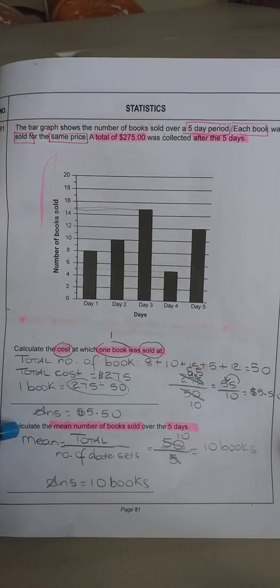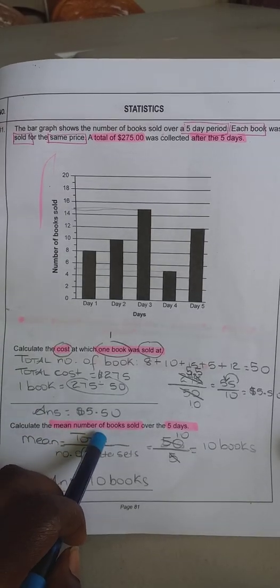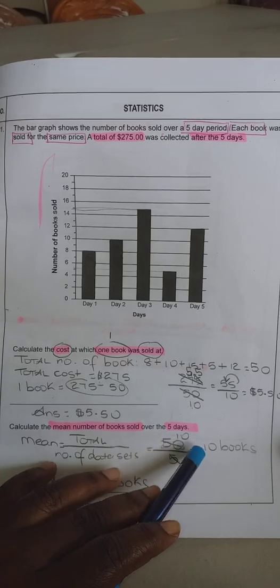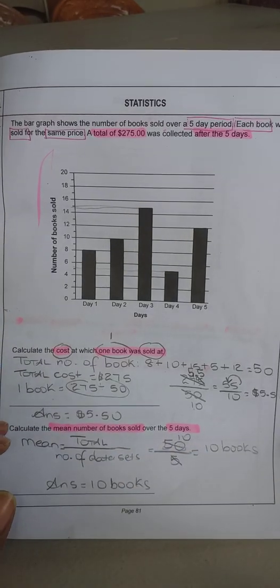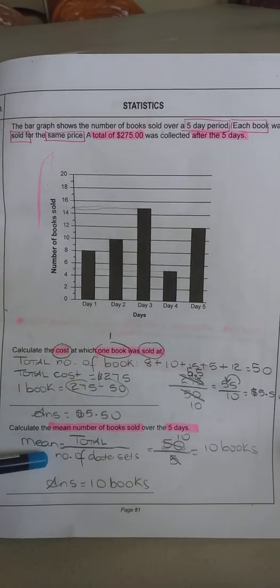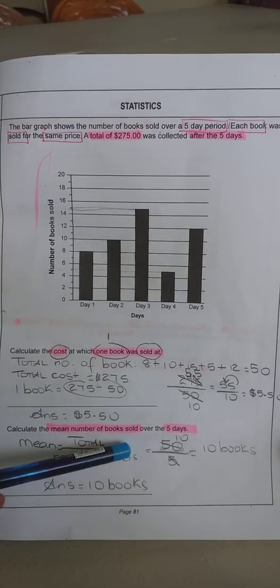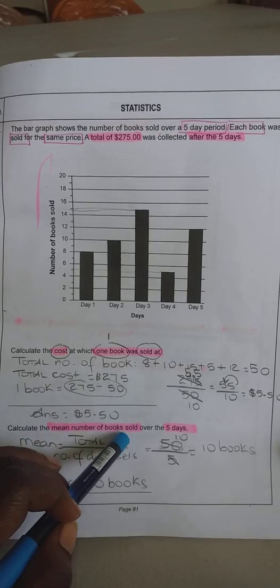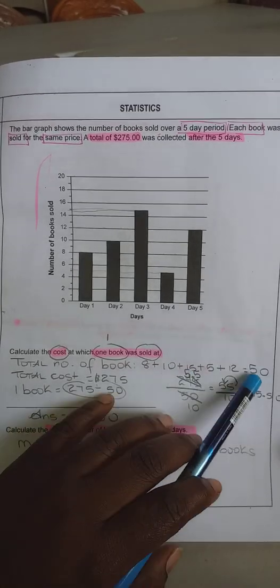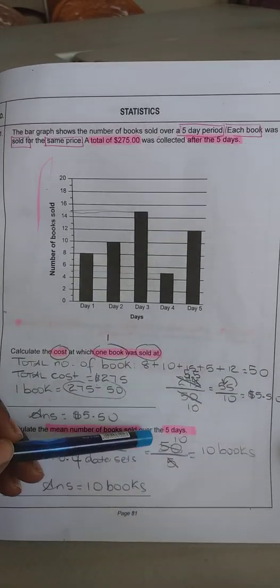Second question, calculate the mean of books sold over the 5 days. So we want to find the mean. And if you recall in the video before, we said that mean is equal to the total divided by the number of data sets. So how many books did we get in total? 50 books. We got 50 books in total.